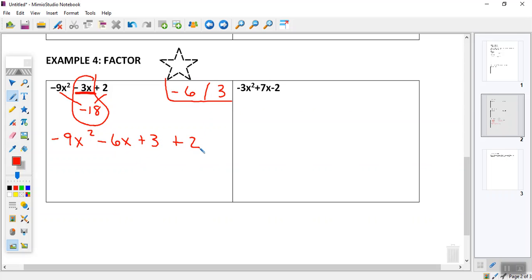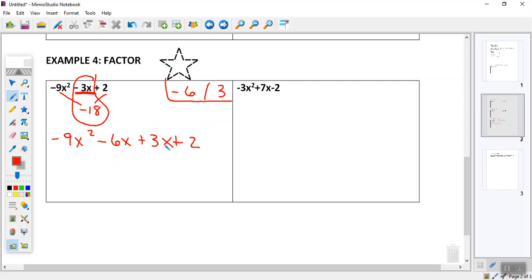And then what's next? Ooh, I made a mistake. Where's my mistake, kids? Yeah, I forgot the 3x, didn't I? All right, good catch, guys. So now what do I want to do once I have that process complete? We're going to have two terms on the left and two terms on the right, and then we're going to do what's called factor by grouping.